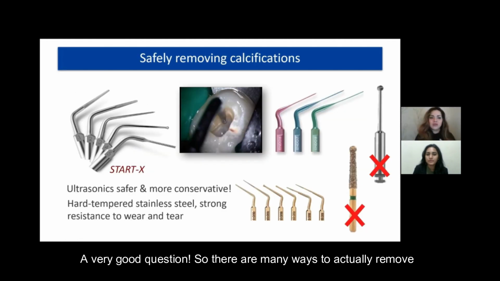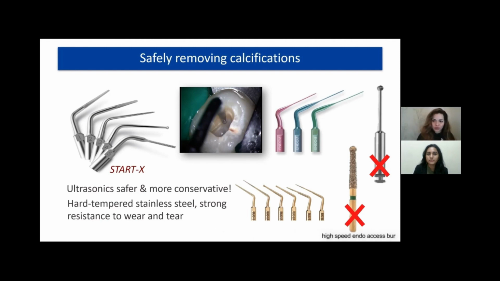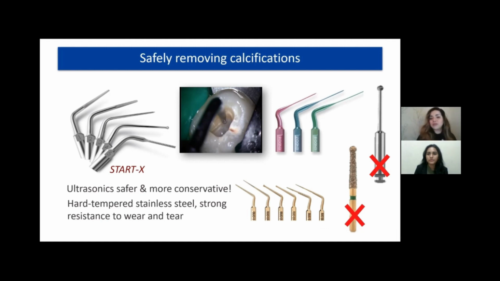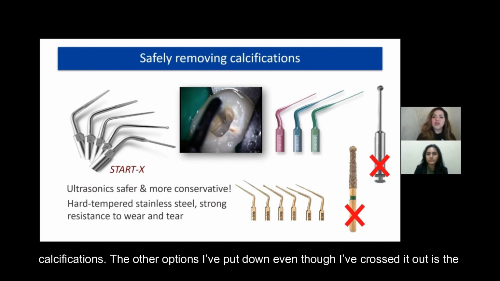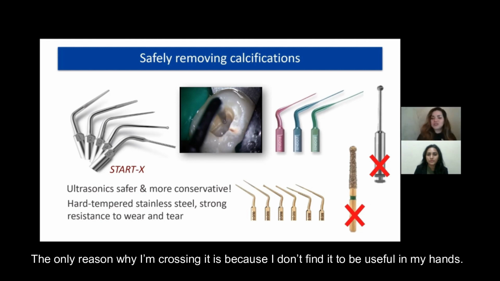Very good question. There are many ways to remove calcifications. Traditionally, some clinicians might opt for high-speed burrs, which I find probably high risk and more damaging to your pulpal floor, which you want to preserve. The other option I've crossed out is the long neck gooseneck burr, which comes in different sizes. Again, this can be an option, but I don't find it useful in my hands.